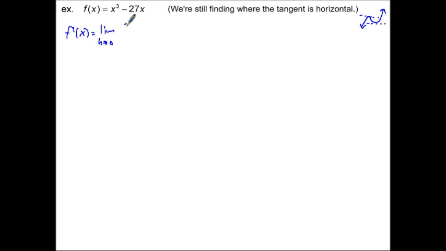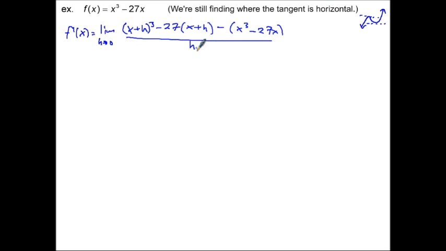Okay, again, f of x plus h puts an x plus h inside of a cube, minus 27 times the x plus h, and I'll minus the original function, x to the third minus 27x. That's still all over h. Now again, I'm going to assume you don't want to watch me cube a binomial.